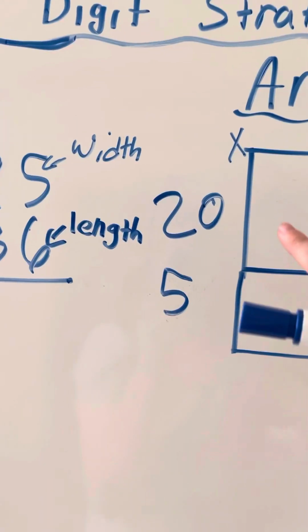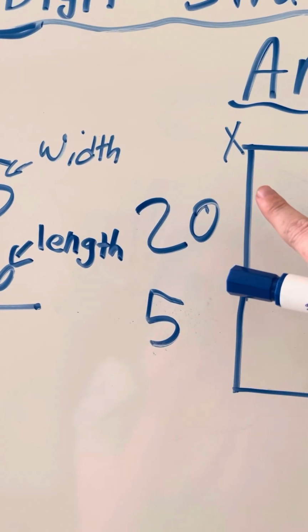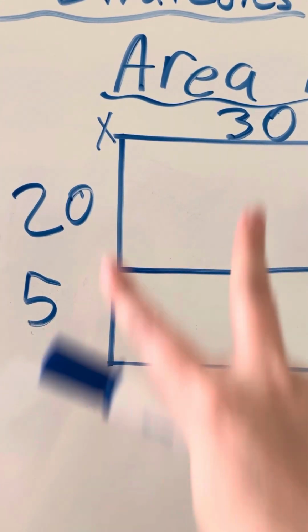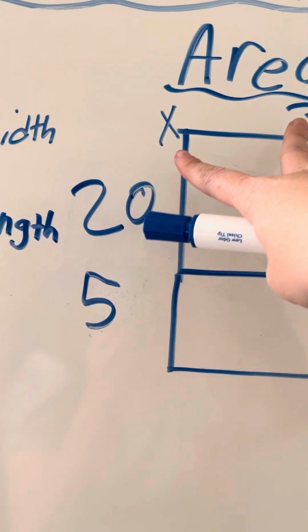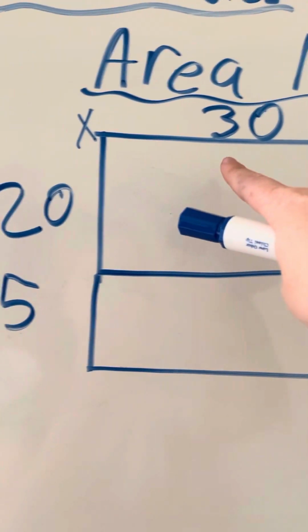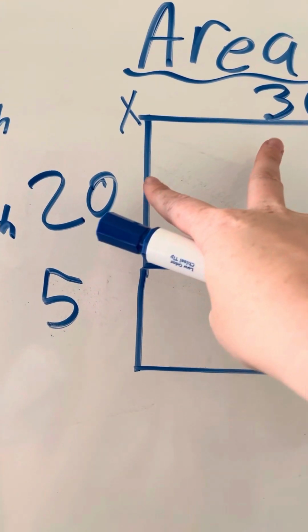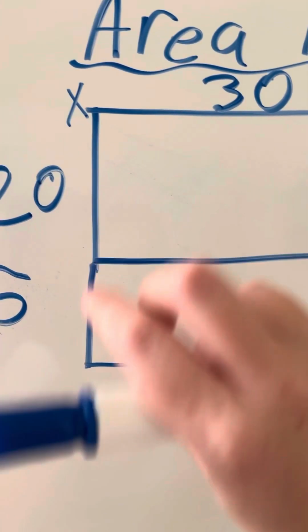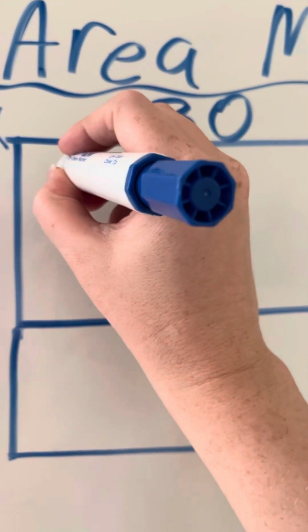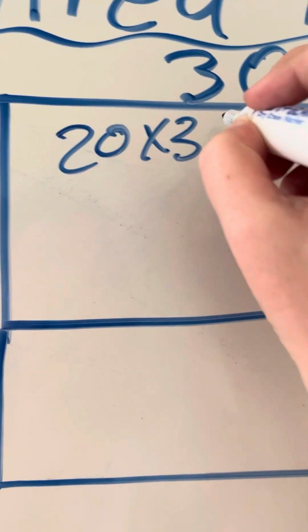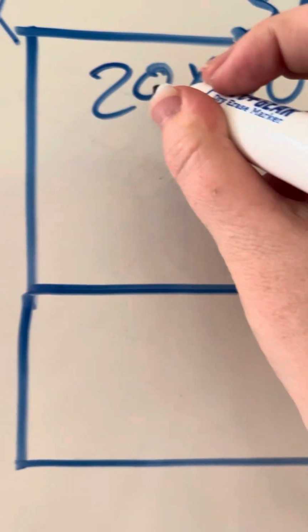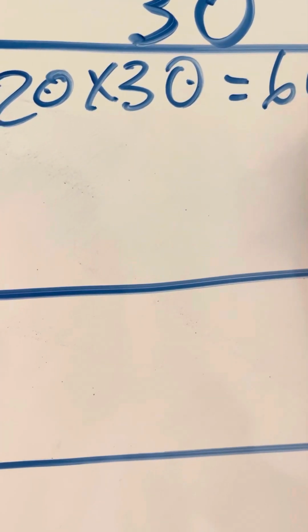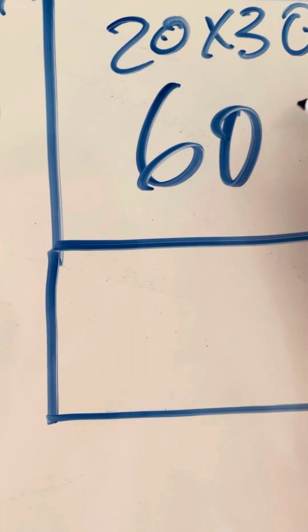Well, a lot of the students in my class have what's called a multiplication chart. This method is very similar to using a multiplication chart. You just point to the numbers and you see which box they match. So 20 and 30 match this box. So now I can do 20 times 30, and I should know that 2 times 3 equals 6. And then I just add my 2 zeros. So this box would be 600.